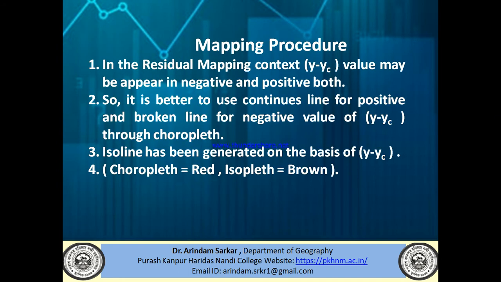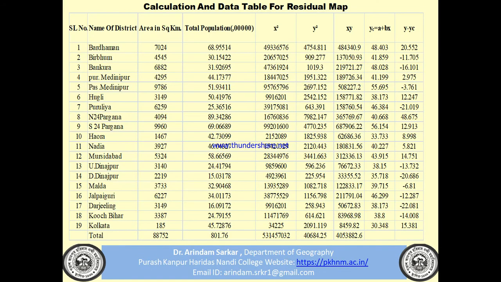Now the mapping procedure. In the residual mapping context, you need to calculate the y minus yc value, which may appear as negative or positive. So it is better to use a continuous line for positive and a broken line for negative values through the choropleth. Now the isoline has been generated on the basis of the y minus yc value. The color of the choropleth may be red and the color of the isoline may be brown.